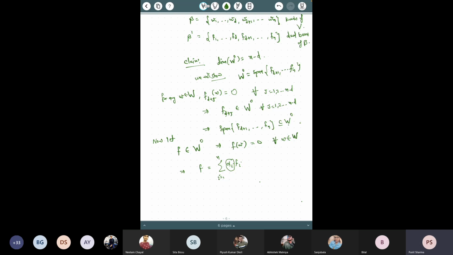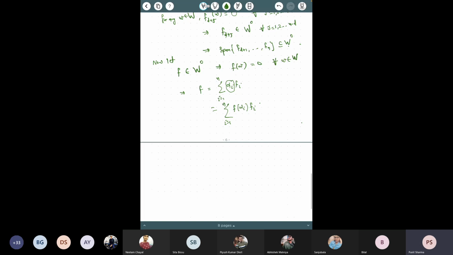whatever we did in the first lecture while introducing this dual basis, since f1 to fn is the dual basis of B, you can say that these alpha_i's are actually this one. So you can write f as the sum from i equal to 1 to n of f(w_i) f_i. If you recall that result, look at your notes, and you will see that while introducing the first definition of dual basis, as a consequence you get this. And why this is true is very easy to follow.